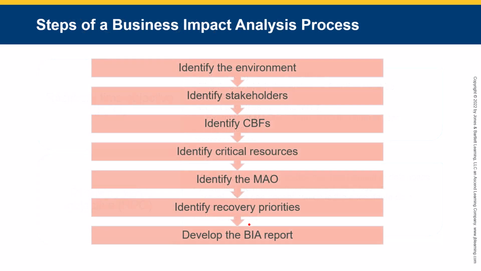So steps for the BIA: identify the environment, identify the stakeholders, identify the business functions, critical resources, the MAU and the recovery times, recovery priority points, develop your report, and if necessary, rinse and repeat. In reality, these give you what you have to do to at least do your BIA, and then you might have to fine-tune it a little bit later.